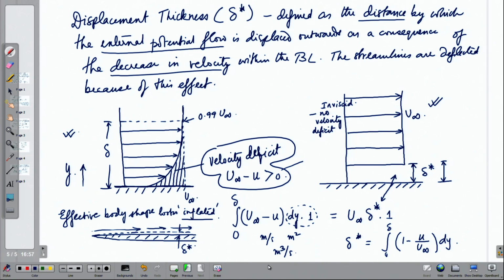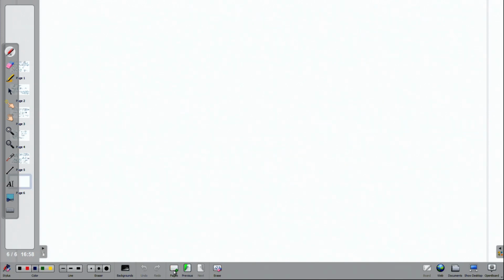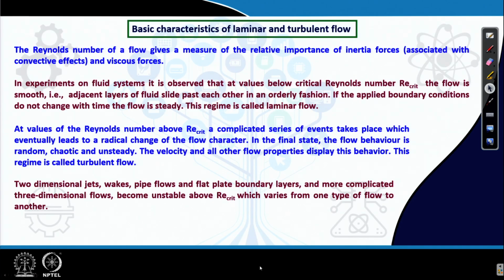So, this was a brief discussion on the displacement thickness. Like we see a deficit in velocity within the boundary layer, and consequently we have a displacement thickness. Similarly, we will see a deficit of momentum as a consequence of velocity deficit, and therefore, there is also a momentum thickness which can be defined. We are not deriving it here, but I leave it as a homework for you to explore that. So, with this we complete our discussion on boundary layer.